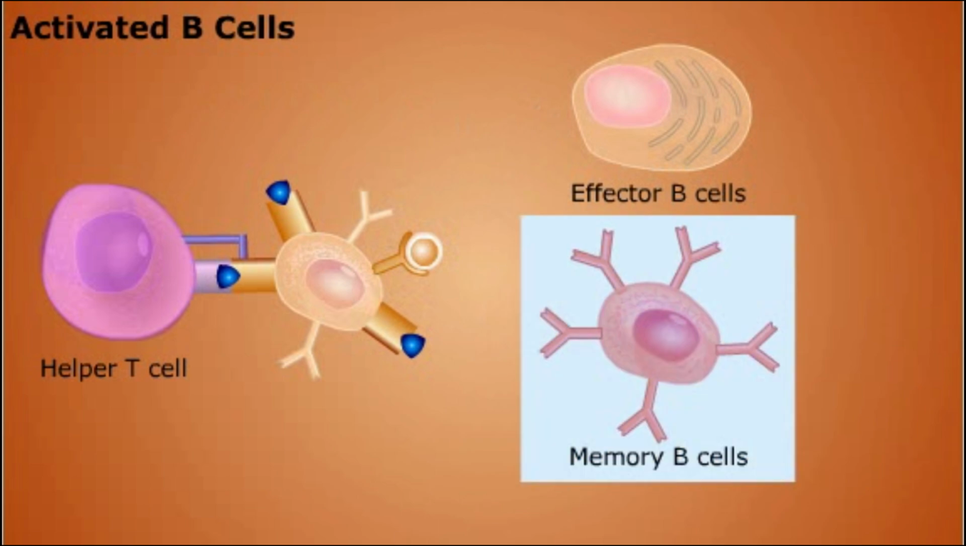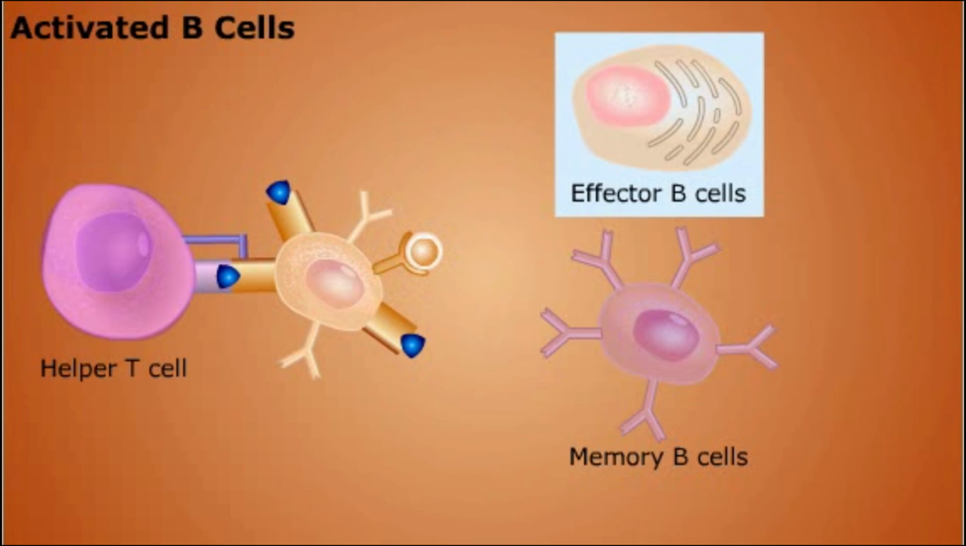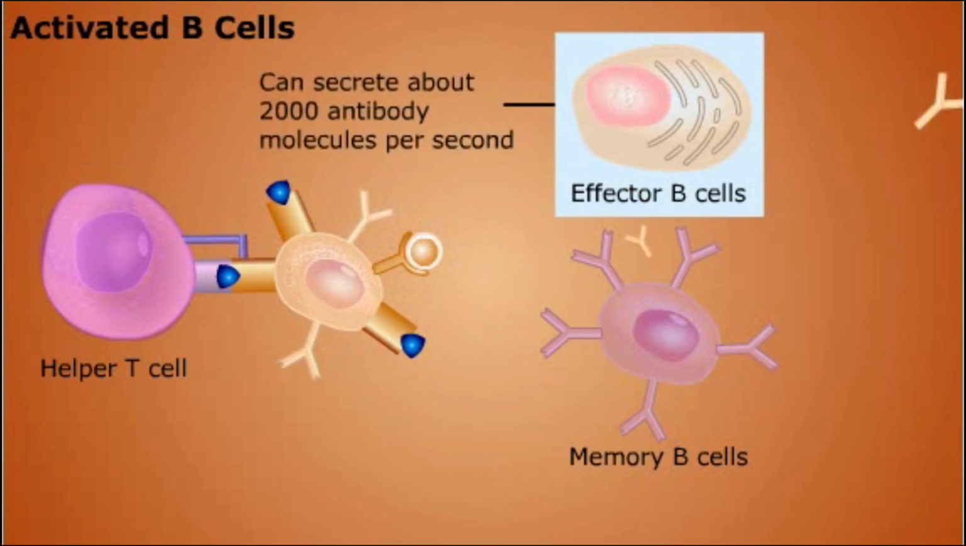The memory cells respond if the antigen enters the body again. The effector cells secrete antibodies to fight the infection. An effector cell can secrete about 2,000 antibody molecules per second.